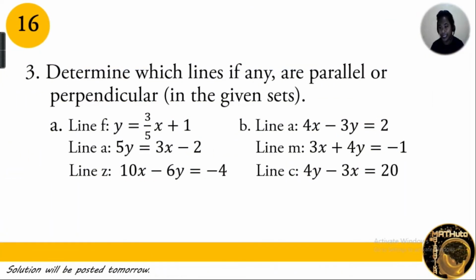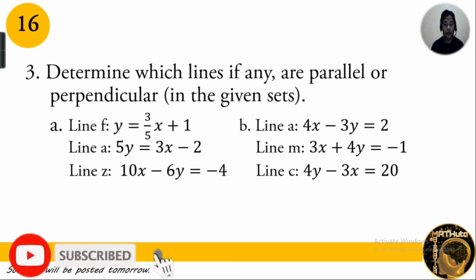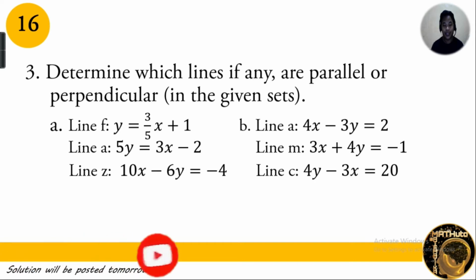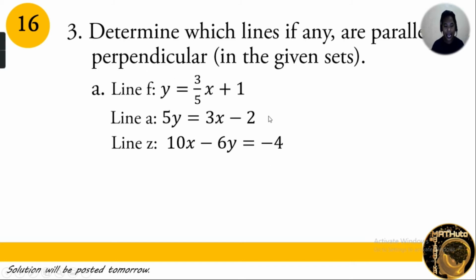Of our third exercises, we're going to determine which lines, if any, are parallel or perpendicular in the given sets. So we have two sets of lines po. So we have line F, line A, and line Z. So para ma-determine natin kung yung ating mga lines ay parallel, perpendicular, or neither po, we must determine the slope of these lines po.